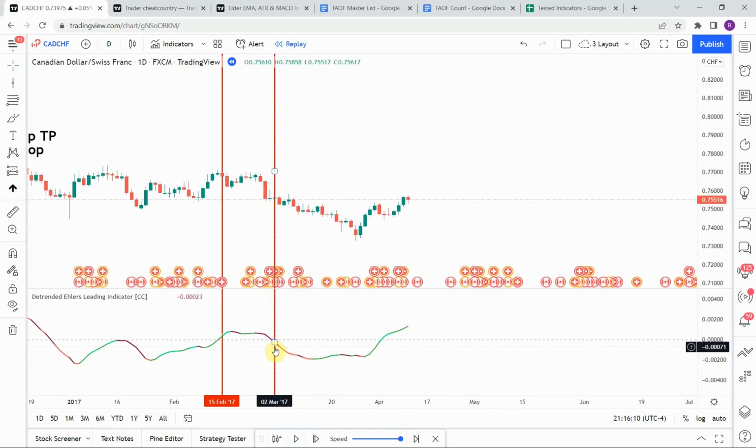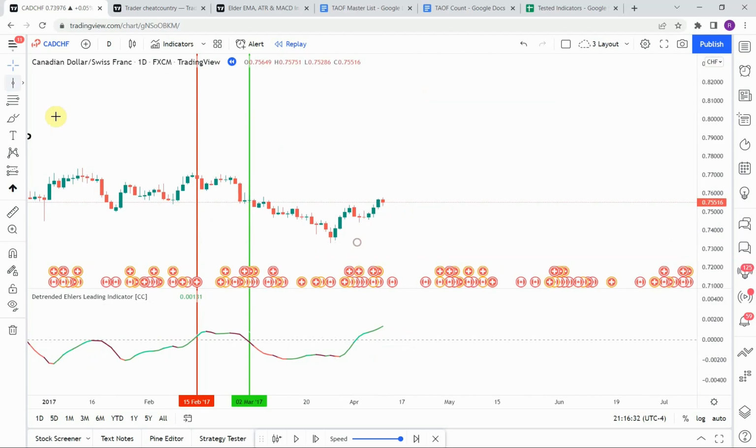All right, so then there was this short right here. Obviously, we get that push to the downside there, and we get that signal there, and then we get that nice push to the downside on price action. So it does come down and get us to our take profit on that one.